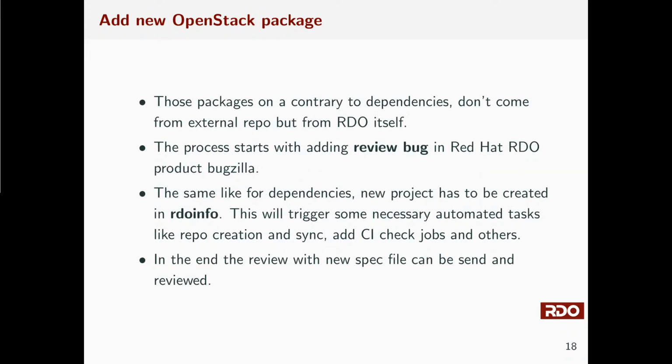What about a new OpenStack package? On the contrary to dependencies, they don't come from an external repository, but from RDO info itself. If you would like to request a new RDO package, it's done by a review bug in the Red Hat RDO product Bugzilla. And the same as for dependencies, a new project has to be created in RDO info. This will trigger some necessary automated tasks like creating the repository and synchronization, adding some CI checks, and all the other CI jobs which are needed. And in the end, the review with a new specification file for the new package can be sent and reviewed.